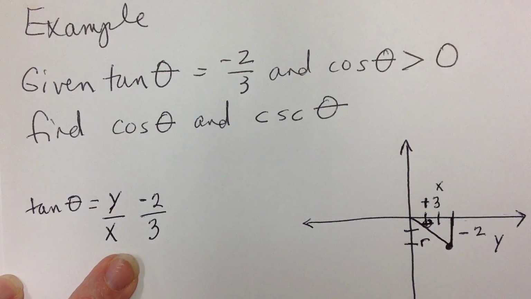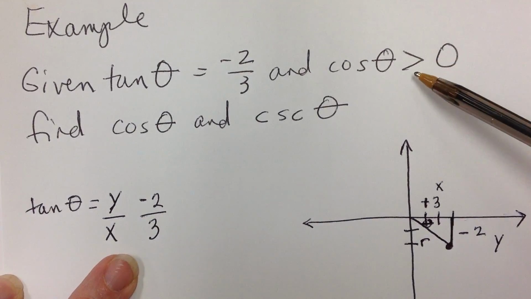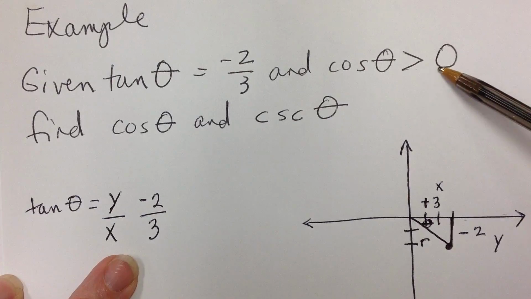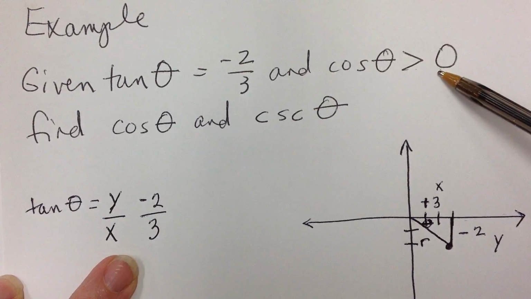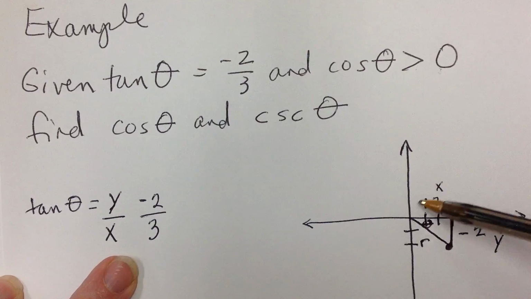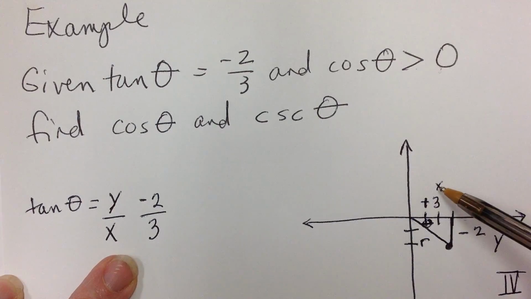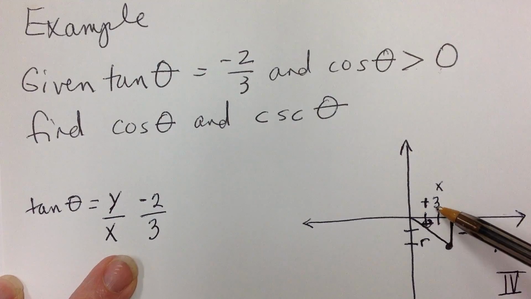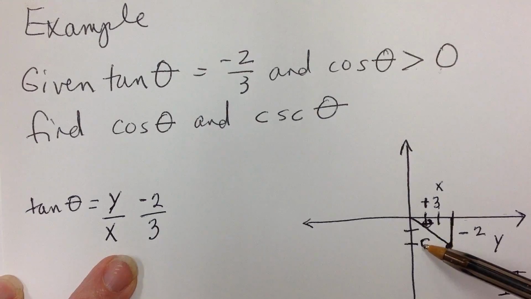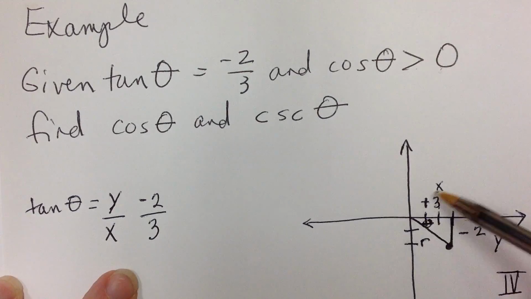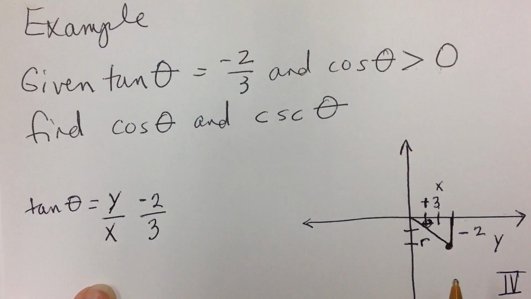Now also we were told that cosine is greater than 0. That's positive, okay? Is cosine positive in quadrant 4? Yes, it is. Think about it. Cosine is x over r. Well, x is positive and r is always positive. So I'm in the right quadrant. I am in quadrant 4.